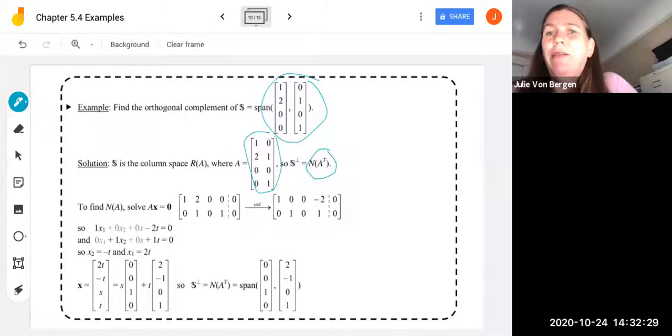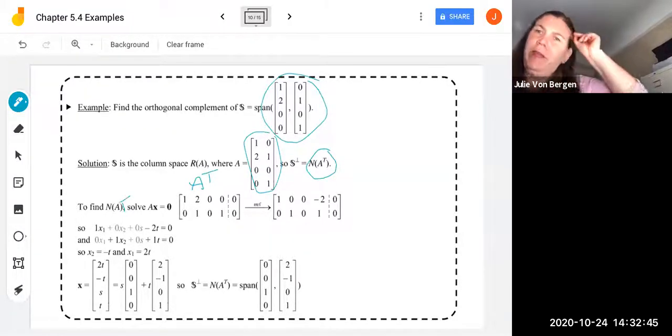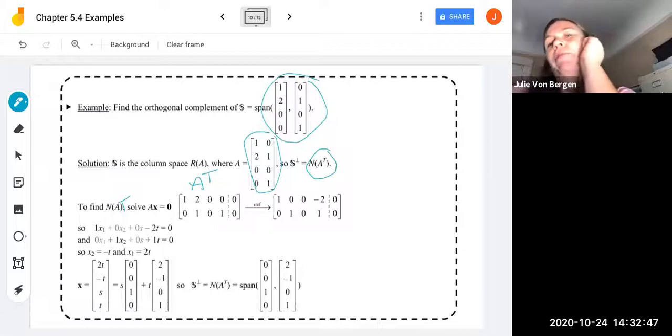So to find the null space of A transpose, we're going to solve A transpose x equals 0. So we take A transpose here. I think there should be a T here. We're going to take A transpose, and then we go to our reduced row echelon form. And then we solve this in terms of our free variables.